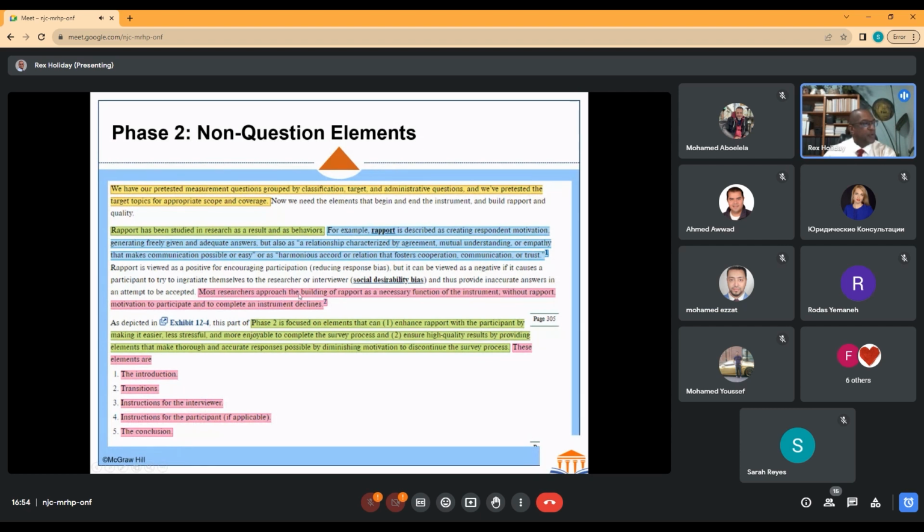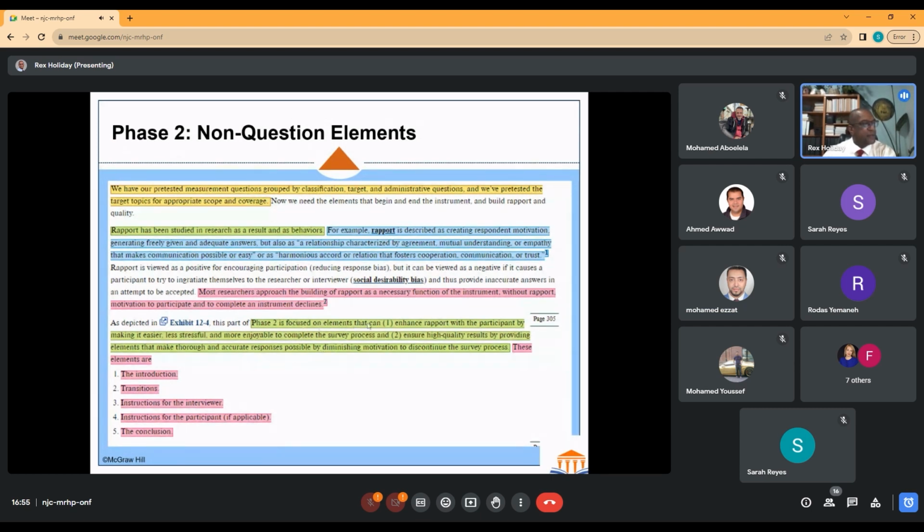Most researchers approach the building of rapport as a necessary function of the instrument. Without rapport, motivation to participate and to complete an instrument declines. So that was also covered in the responses and information that was shared by Muhammad Asad and Muhammad Yusuf. So good. That's very important there, right? You just need to establish that rapport, because it's going to determine the level of participation that you have with your survey.